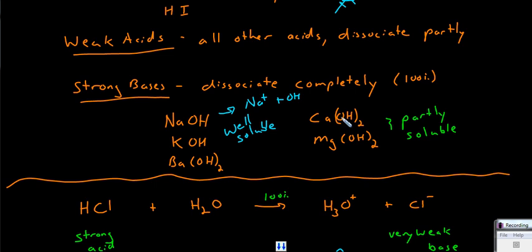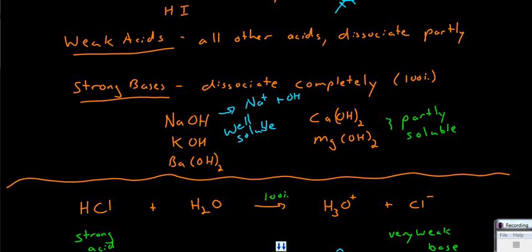Now, calcium hydroxide and magnesium hydroxide are also strong bases. However, they're not well soluble. On the occasions that they do dissolve, they do break up into the ions, calcium and hydroxide. But most calcium hydroxide and magnesium hydroxide will probably stay at the bottom of the solution as solid.